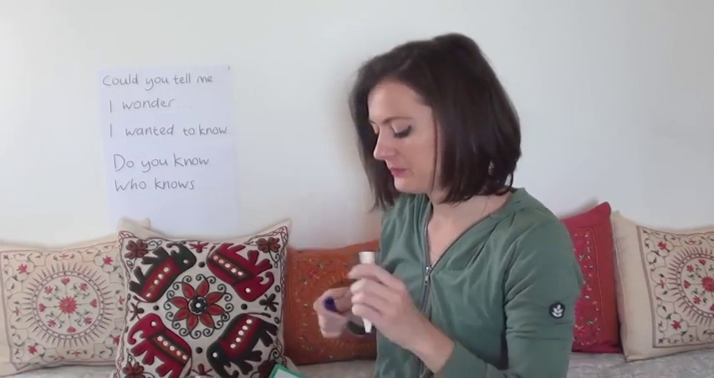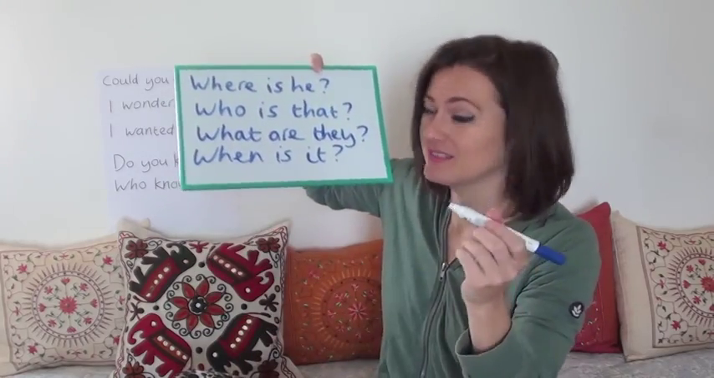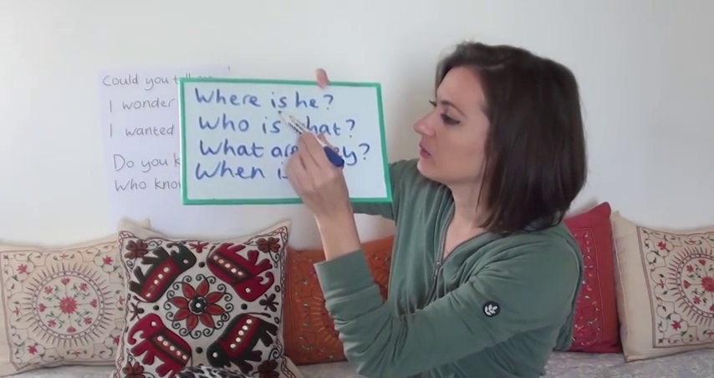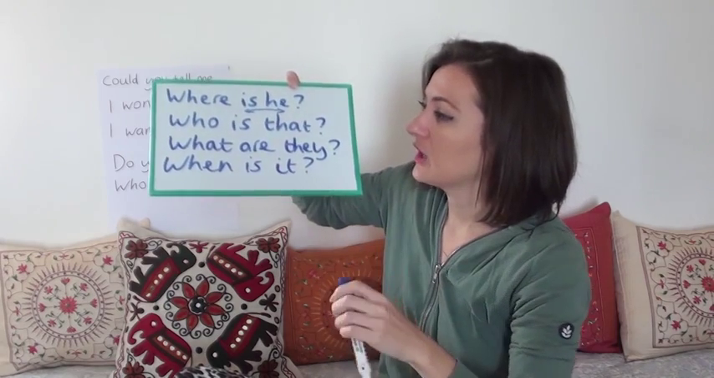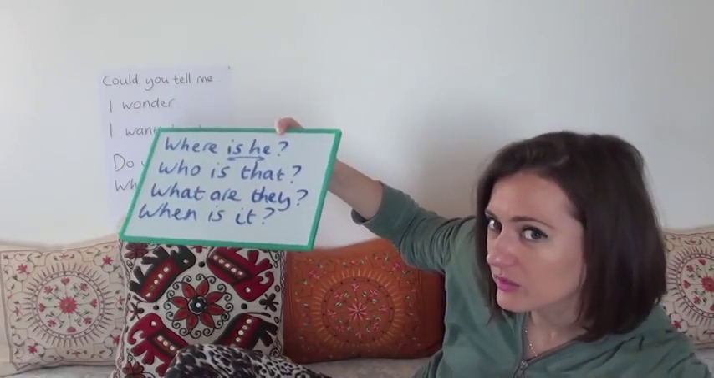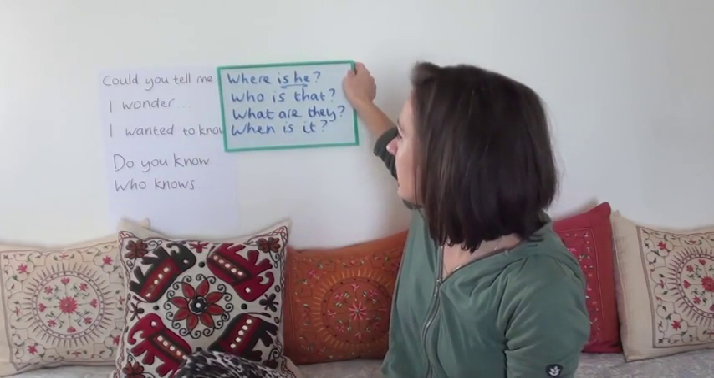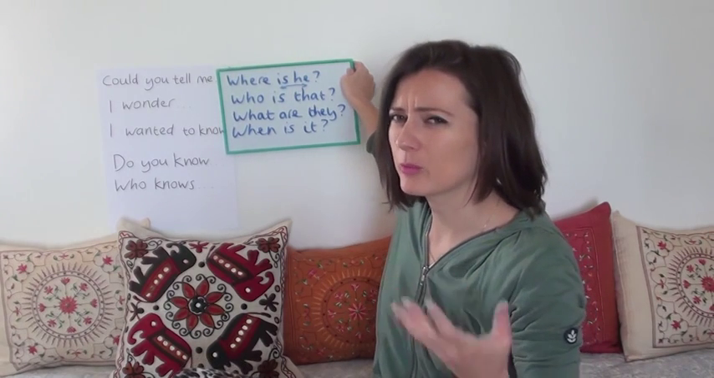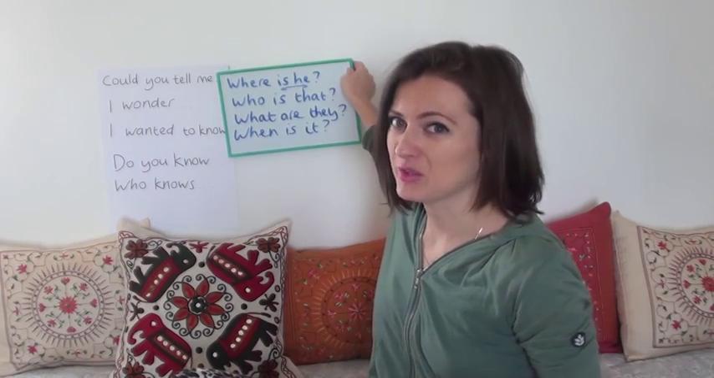So what we do is we need to swap, and I'm sorry this is the same colour, it would be really helpful to change the colour here. So we swap the position of the verb and the object. Excuse me while I put the pen down. Could you tell me where he is? Feels a little bit weird at first saying that, doesn't it? Because it goes against the structure that you're used to.